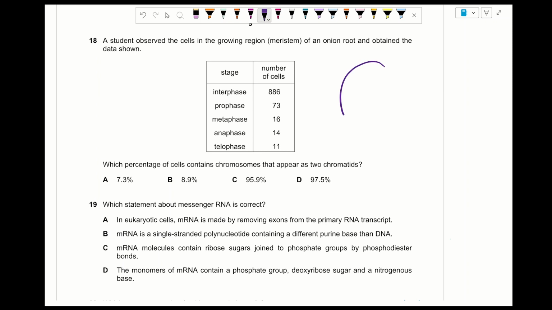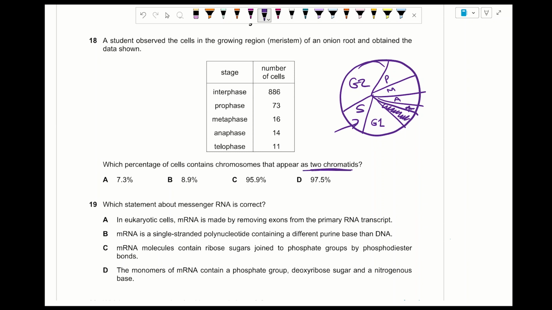Now, as we all know, the cell cycle consists of mitosis and interphase. The mitosis phase being the PMAT, or prophase, metaphase, anaphase, and telophase. Then after that phase is the cytokinesis, which is the division of the parent cell into two. Then the G1 phase, which is part of the interphase, the S phase, where DNA replication takes place, and the G2 phase. And here is the cell cycle. Now, which percentage of cells contains chromosomes that appear as two chromatids?